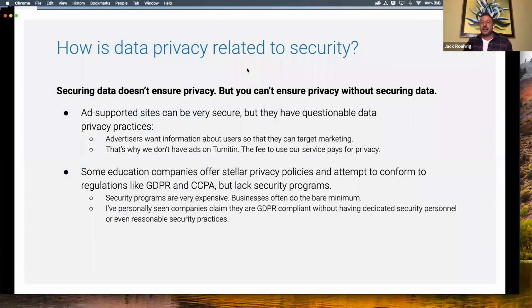So I touched on this earlier, but I want to go into a little more detail. The ad-supported sites can be extremely secure, but I say questionable data privacy practices, but I can say negligent, I can say horrible, I can say unethical. I'm not going to mention any particular companies, but I'm sure you know who they are. These companies have top of the line, industry-leading security, but they have to make money off targeted ads, of all kinds of things. And so their data privacy practices are poor.